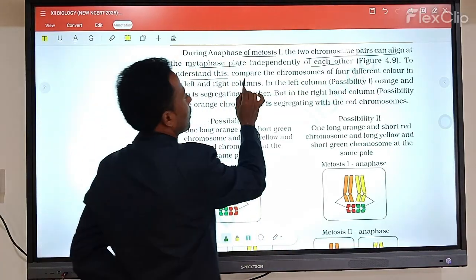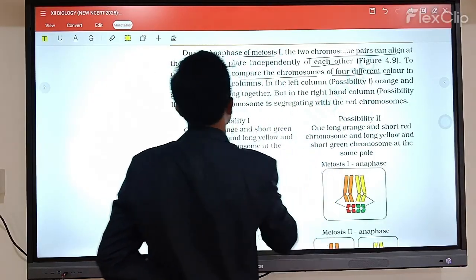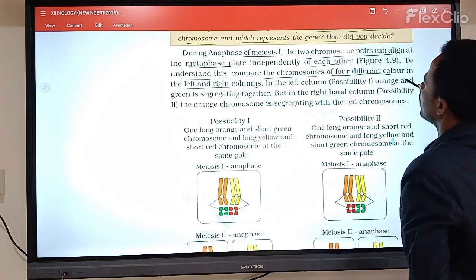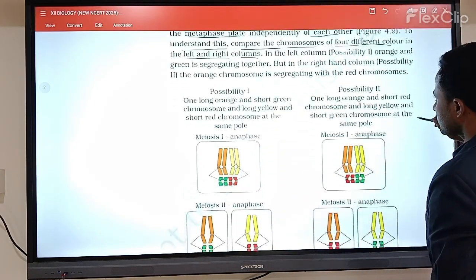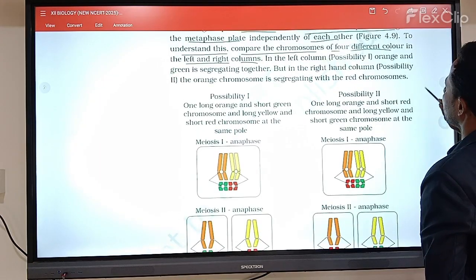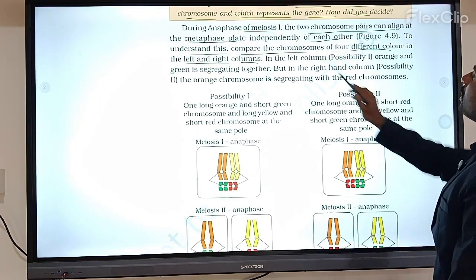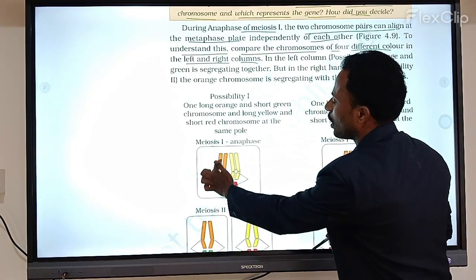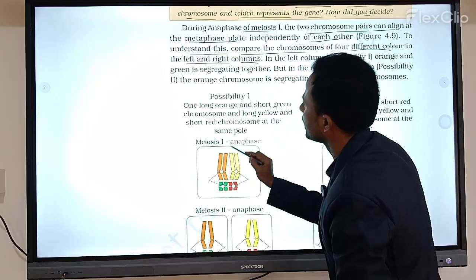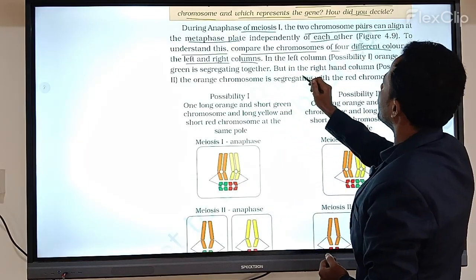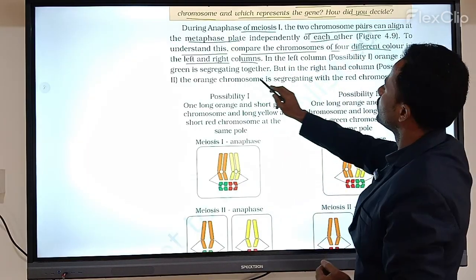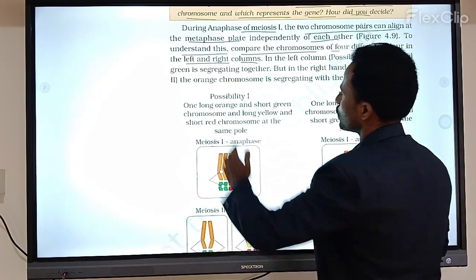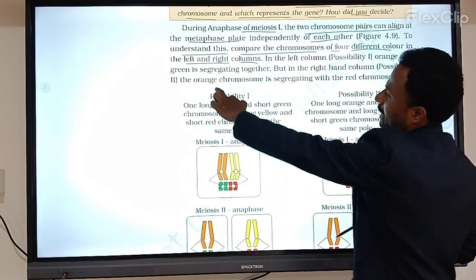Next, understand this: compare the chromosomes of the four different colors in the left and right columns. Four chromosomes are given in the left column as well as the right column. In the left column, the possibility is orange and green together, but in the right column, the possibility is the orange chromosomes. So when that happens, segregation takes place.